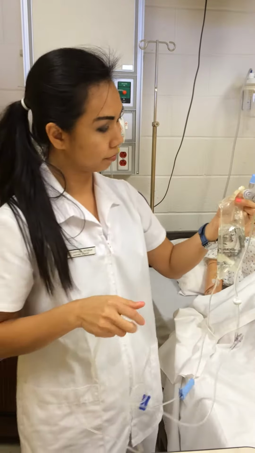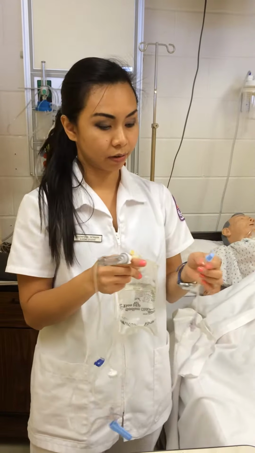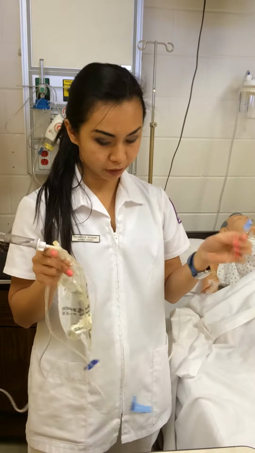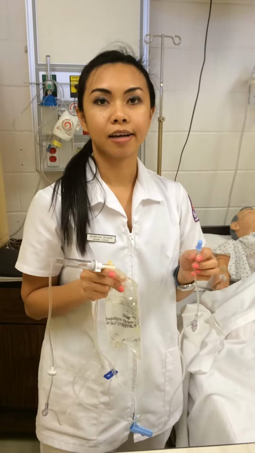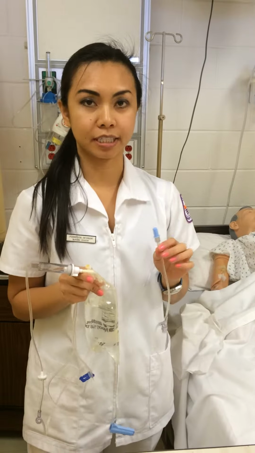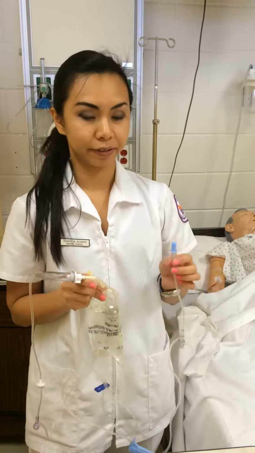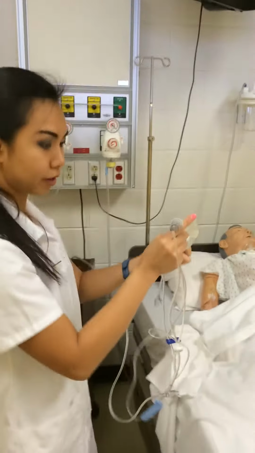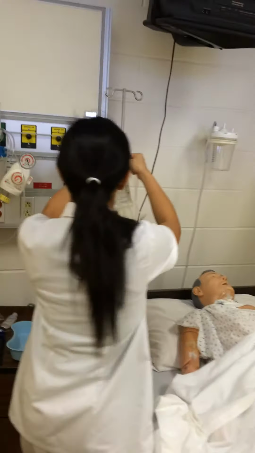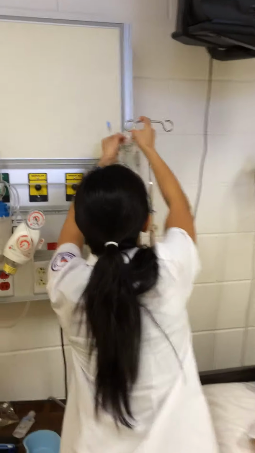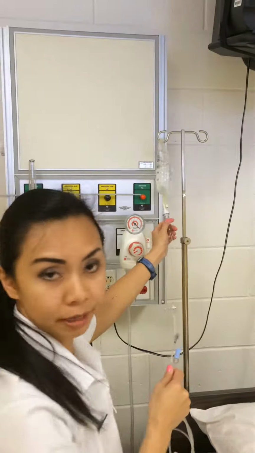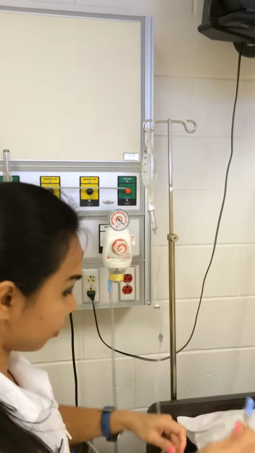And I calculated the drip factor from the physician order. It's going to be 60 drops per minute, so it's going to be 15 drops per 15 seconds. I'm going to hang it. I fill the chamber halfway, and I am going to prime the tube.